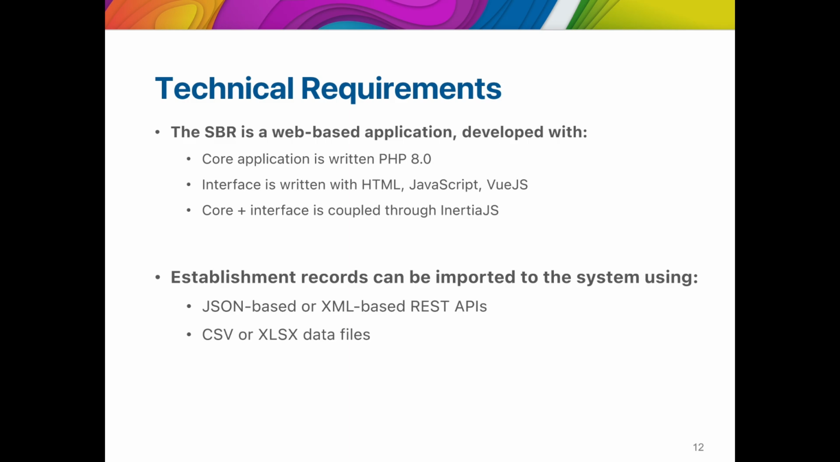Business enterprise records can be imported to the system by batch using JSON-based or XML-based APIs. And importantly, the CSV or Excel format data files. The NSO can input batch data using Excel as well.